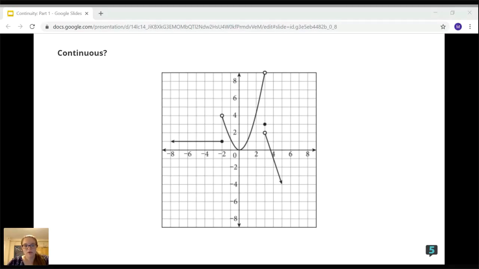Good. So when you're looking at questions on the AP exam, on tests that your teachers are giving you, you want to watch for what point they're asking you if it's continuous at, because that is the point you want to test and make sure. Sometimes you can be given a graph like this. If you're asked if it's continuous at a point that is continuous, you could have continuity on a graph that in general does not have continuity. All right, last graph.